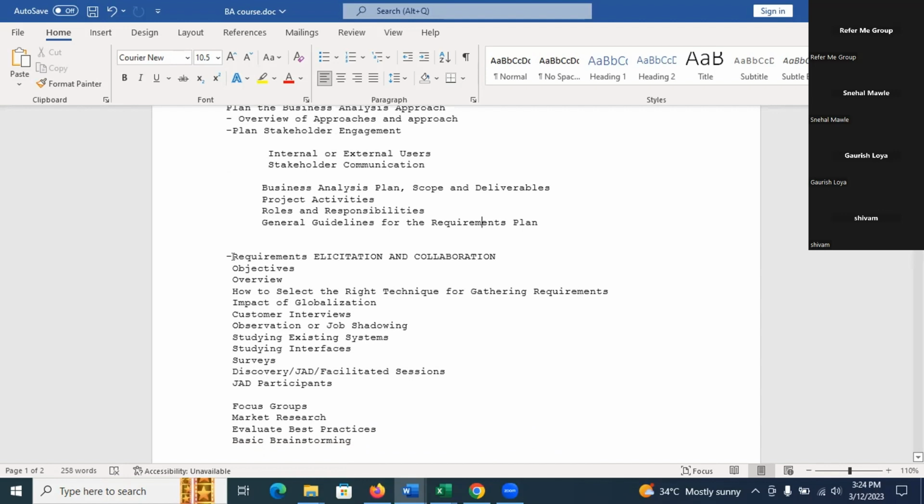Second, what we'll be studying is requirement elicitation and collaboration. Elicitation is nothing but a method of extracting information from the client about what exactly he is looking for. In order to do that, there are different methods and techniques that we will be studying. For example, customer interaction, impact of globalization, observation or job shadowing, and studying the existing system, where you try to understand the as-is system and then come up with the to-be system. Then understanding the interfaces, doing surveys, facilitated sessions, joint application development, focus groups, brainstorming, and evaluating best practice techniques.